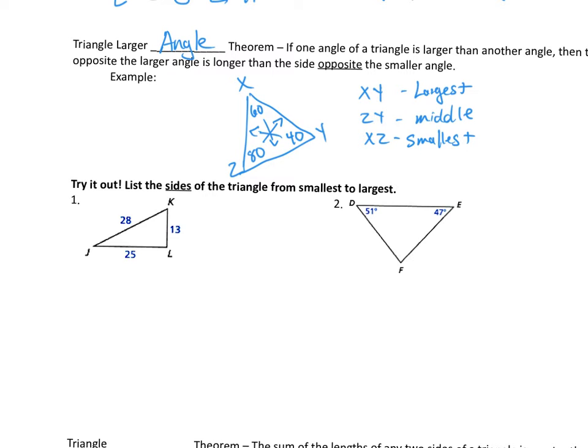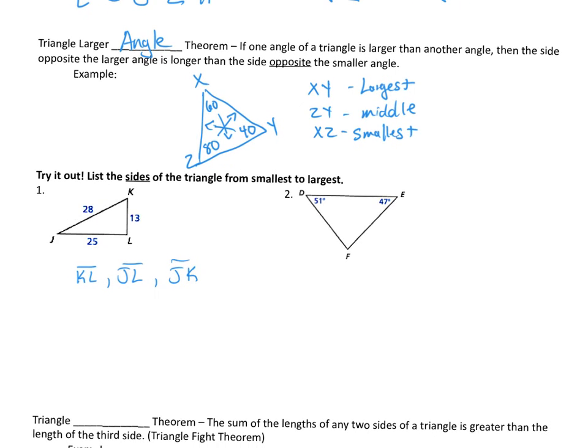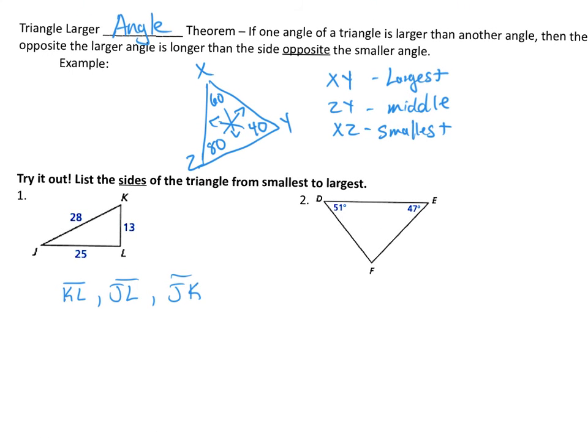Well, we can do that. KL is smallest. JL comes next. Then JK, being 28, is largest. Well, here, this one is a tricky one. It doesn't give us the side, it gives us the angle.